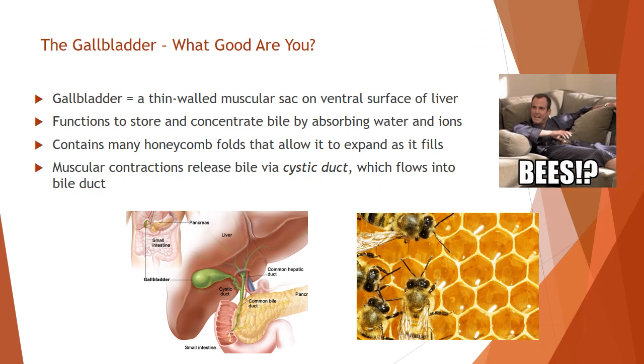Alright, the gallbladder. This stupid thing. What's it for? Well, the gallbladder is a little sac. It stores bile and helps concentrate it, so it absorbs some water and some ions to do so. It has a lot of folds, which allow it to expand and hold that bile, because that's its main job. Hopefully, it has adaptations to actually hold stuff in. There are various contractions along the way, and those lead to the release of that bile to the cystic duct, which flows into the bile duct. So yeah, that's what it does.